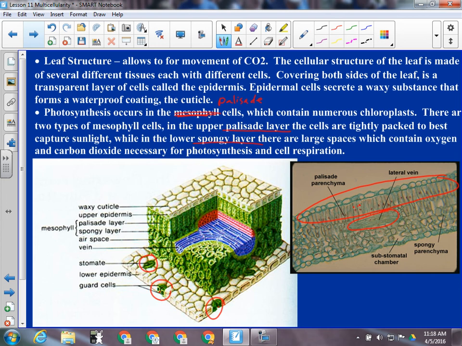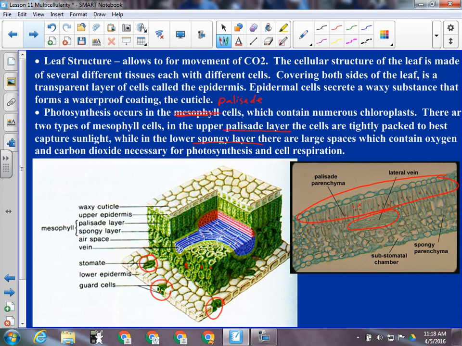If you look at the diagram here on the left, you can see the palisade layer is very uniform, column-like, but underneath the cells are random in shape, and there are big gaps in between them that can hold water, carbon dioxide, and oxygen.